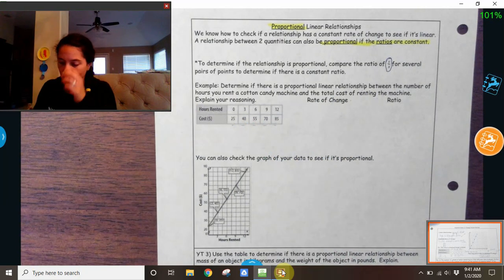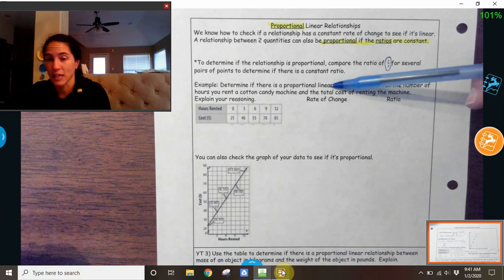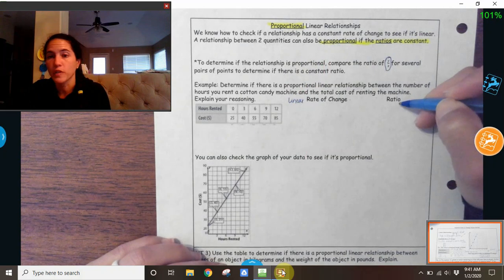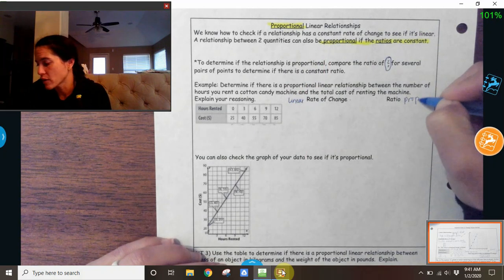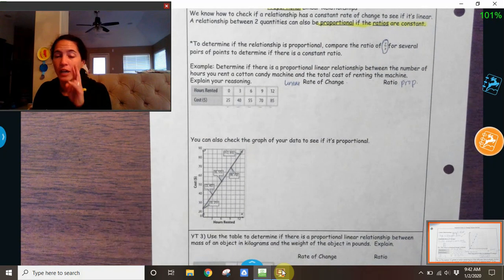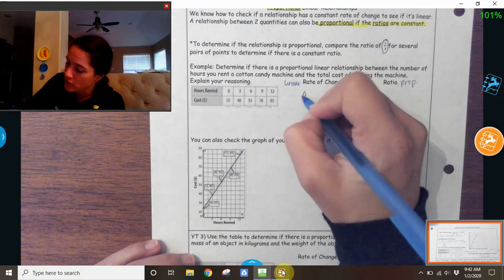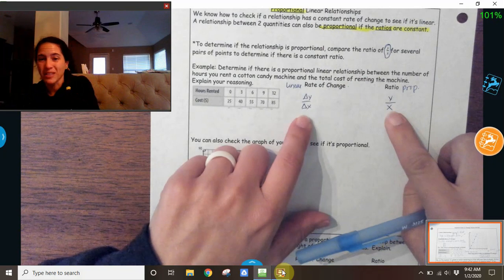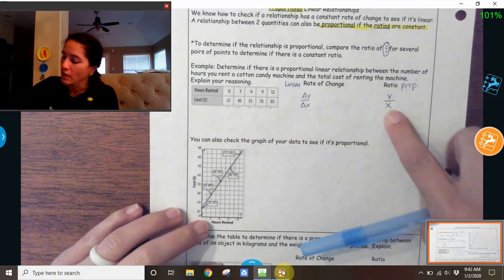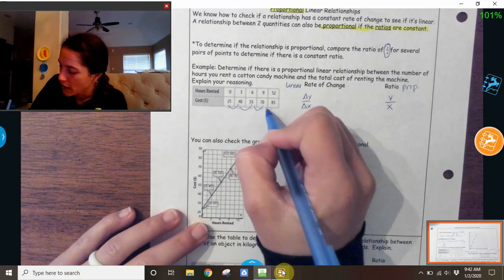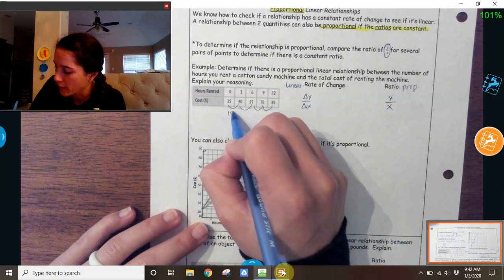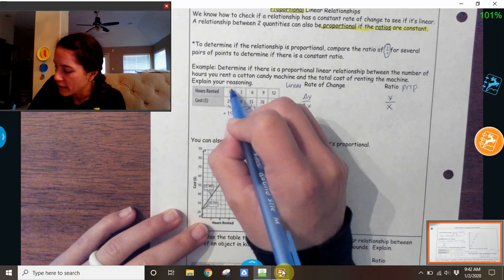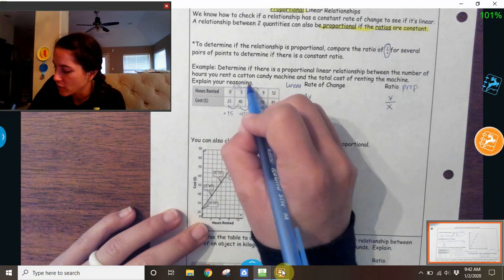Explain your reasoning. So to determine if something is linear, we need to know the rate of change. So I'm just going to put the word linear. To know if something is proportional, we need to look at the ratio. So we have to look at two different things. The rate of change is the change in Y over the change in X, and the ratio is just Y over X. So similar yet different. So let's do the rate of change first. It looks like the Y's are going up by 15, plus 15. And the X's are going up by 3.